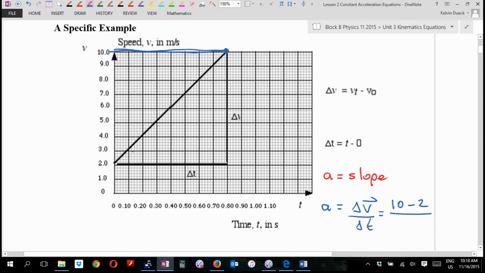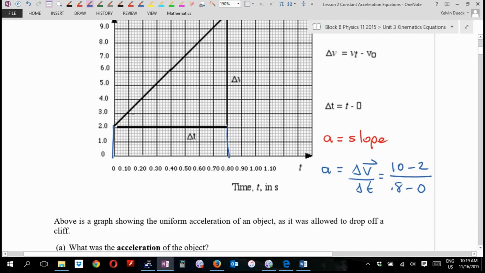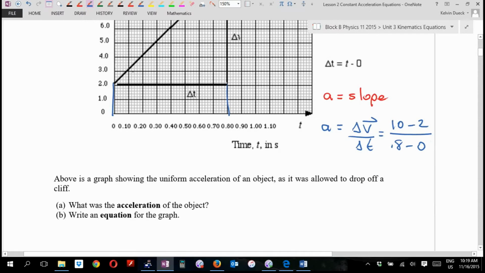What about my change in time? What's my final time? 0.8, minus, what's my initial time? I kept it nice and zero, nice and simple. What's my initial time? 0. Okay, what is the acceleration? It's going to be 8 divided by 0.8.